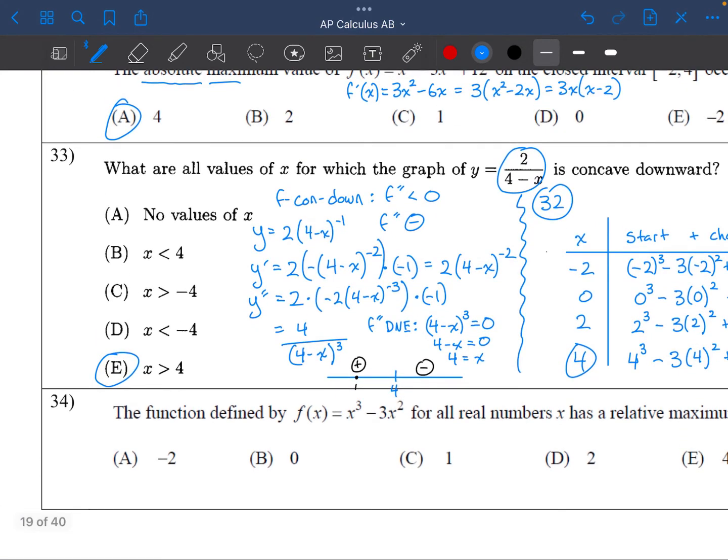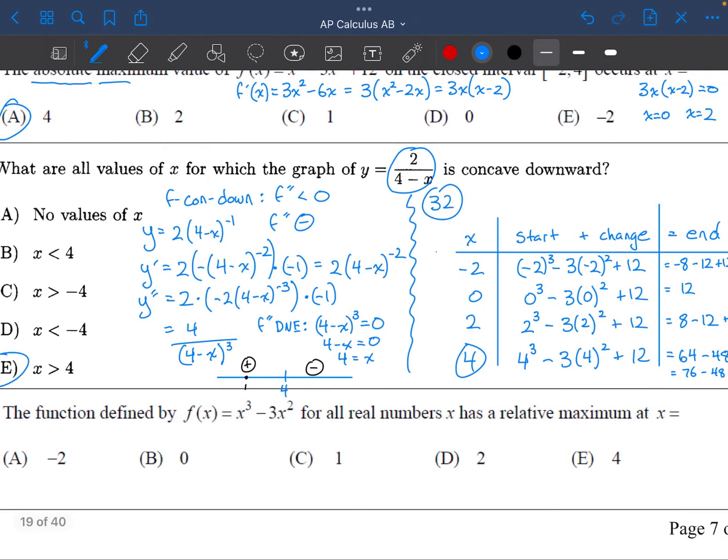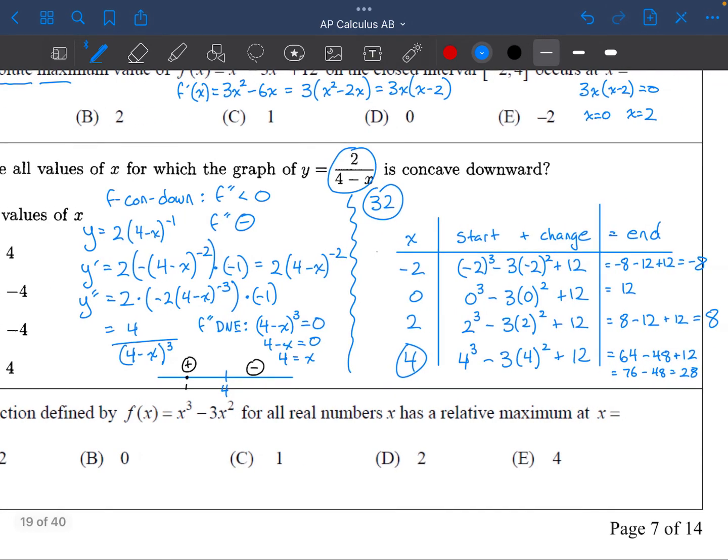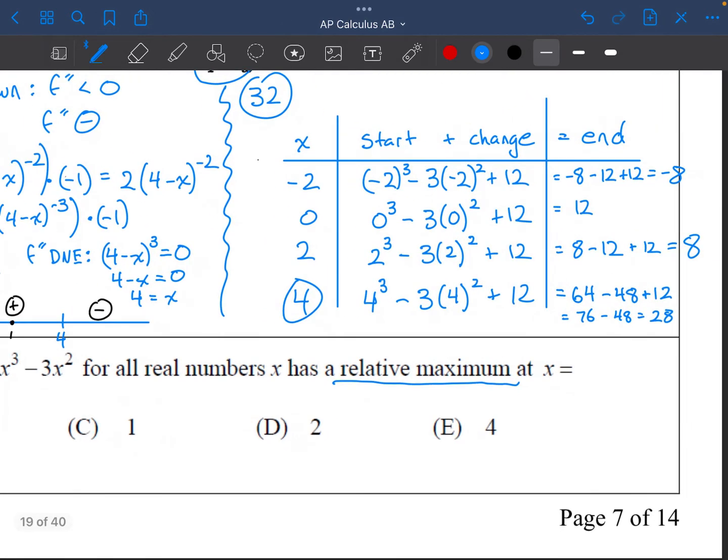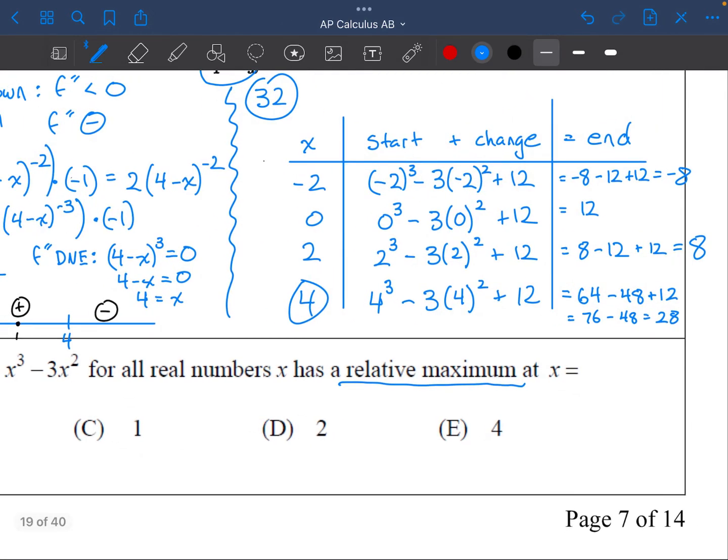All right, and then we're moving on to number 34. The function is having a relative maximum. Relative maximum is much, much easier than absolute maximum because we don't need to make a table. We just have to use the definition of a relative maximum. The definition of f relative max, where do I have room? I'll do it right here.